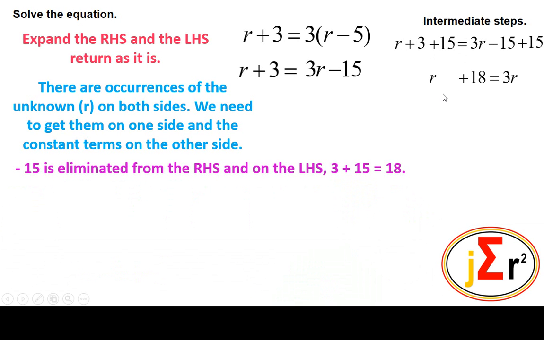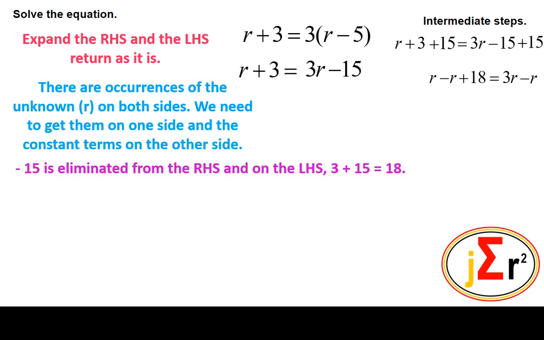Now, what is our next step? In our next step, we will eliminate r from the left hand side, and we will eliminate this r that we have here by subtracting r from the left hand side. We will therefore keep the equation balanced by subtracting r from the right hand side also. As a consequence, we will subtract r from both sides, like that, subtracting r from both sides.